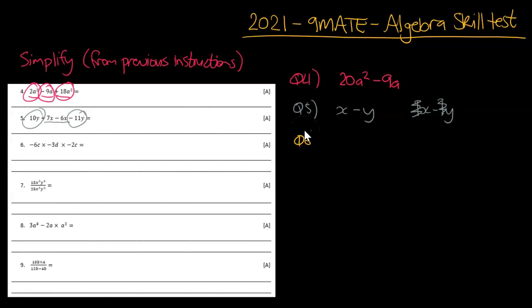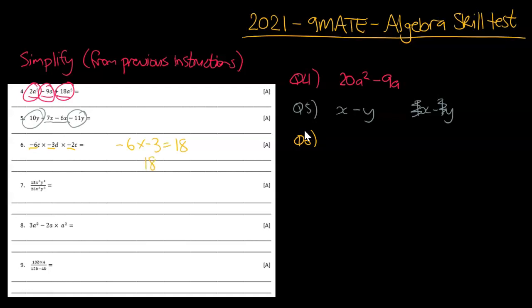We are now on question number 6, and just observing, I've seen some multiplication signs now. I wouldn't worry about these kind of minus signs because they're just negative references. So when we're multiplying all these expressions, we're going to start by multiplying all the numbers out front. So negative 6 times negative 3, that gets me to positive 18.